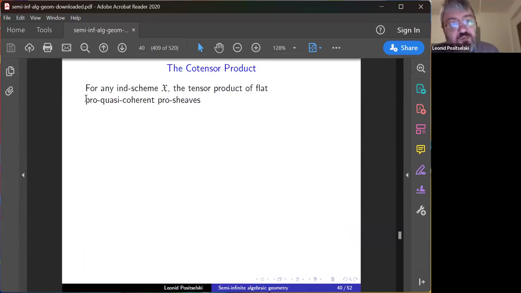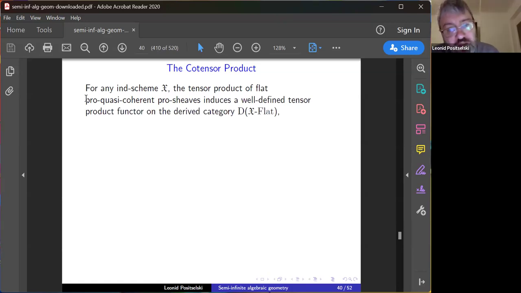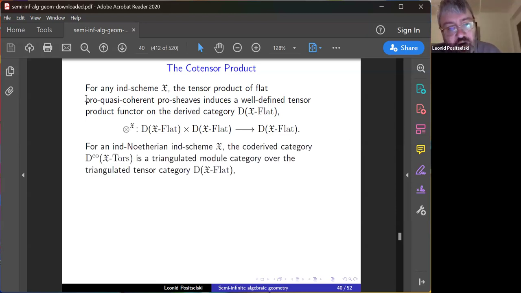The cotensor product. For any ind-scheme X, the tensor product of flat pro-quasi-coherent pro-sheaves induces a well-defined tensor product functor on the derived category of flat pro-quasi-coherent pro-sheaves, denoted by tensor upper X. For an ind-Noetherian ind-scheme X, the coderived category is a triangulated module category over the triangulated tensor category. So there is a triangulated tensor action functor from complexes of flat sheaves and complexes of torsion sheaves to complexes of torsion sheaves.